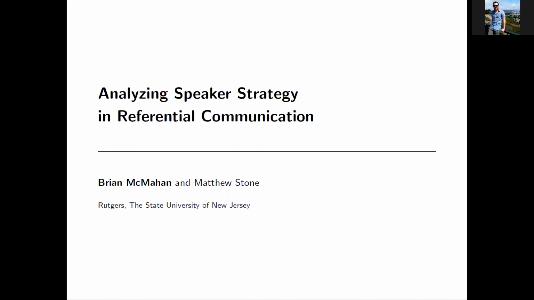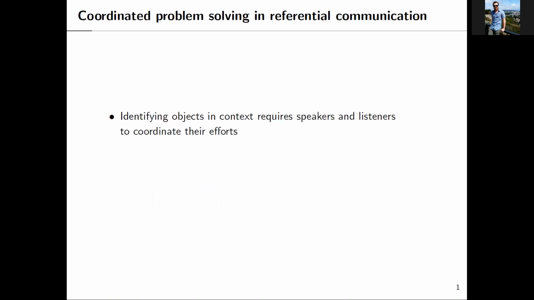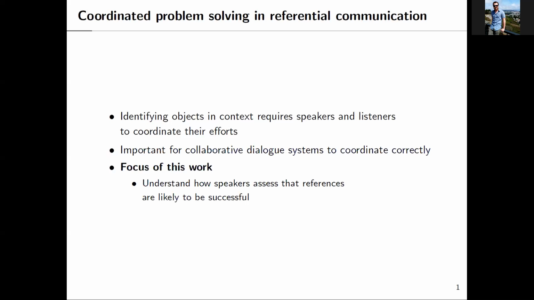I'll be talking to you about analyzing speaker strategy in referential communication. Simply put, referential communication is about identifying objects in context. To accomplish that goal, speakers and listeners have to coordinate their efforts. And so for a collaborative dialogue system, it is important to coordinate in the right kinds of ways. For that purpose, our work focuses on a small piece of that coordination puzzle. Specifically, understanding how speakers assess that references are likely to be successful.